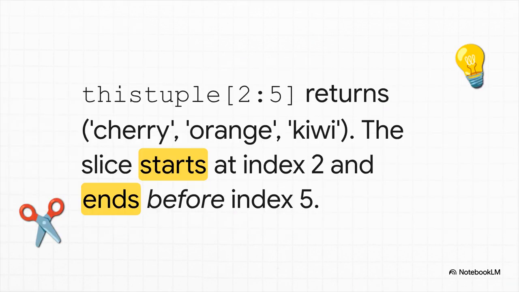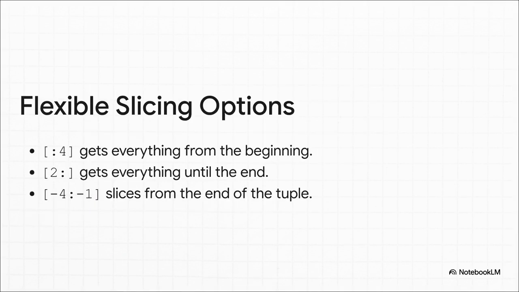Let's look at a real example. If we slice from 2 to 5, we start at index 2, which is cherry. Then we grab index 3, orange, and index 4, kiwi. And then we stop. Why? Because the rule is to stop before we get to the end index, which is 5. See? Start is included, end is excluded. That's the whole secret. And slicing is super flexible. If you just leave out the start number, Python assumes you mean start from the very beginning. If you leave out the end number, it assumes you mean go all the way to the very end. And yeah, you can totally mix in those negative indexes we just learned to create some really powerful slices that work from the back of the tuple.